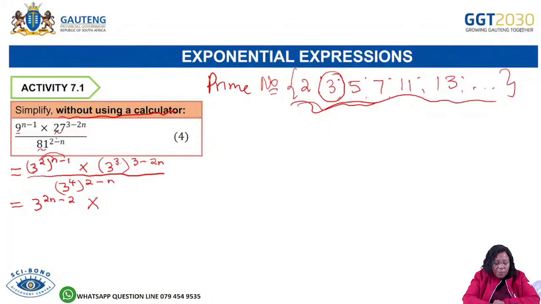We move to the next base. We are distributing 3 to each term there. That will be 3 to the power 3 times 3, that is a 9. And then 3 to the power, 3 times minus 2 is minus 6n. On the denominator, we are distributing a 4 to 2 and the minus n. That will be base 3, 4 times 2 is 8 minus 4n.